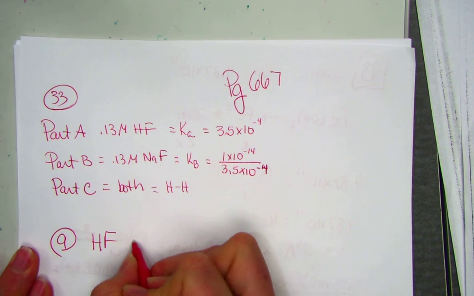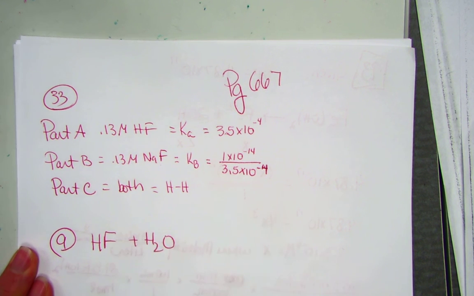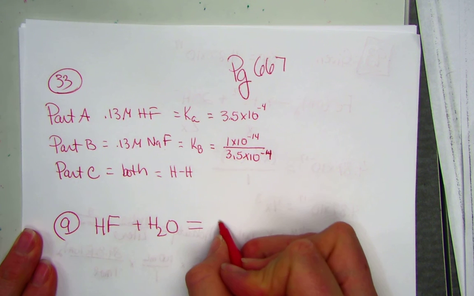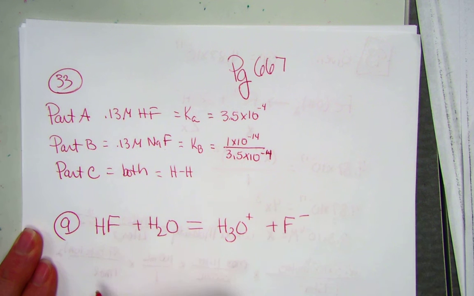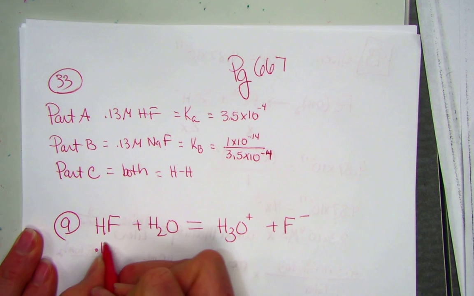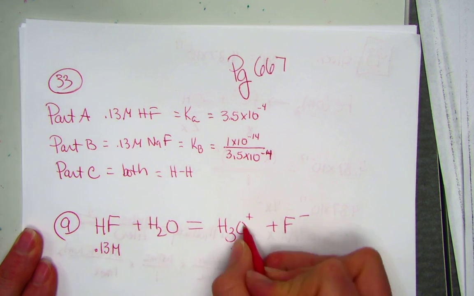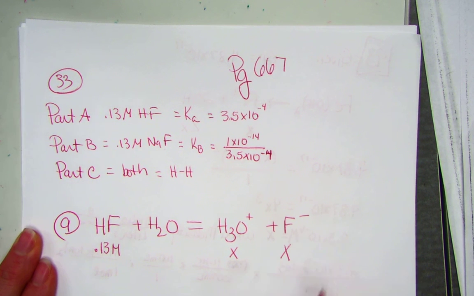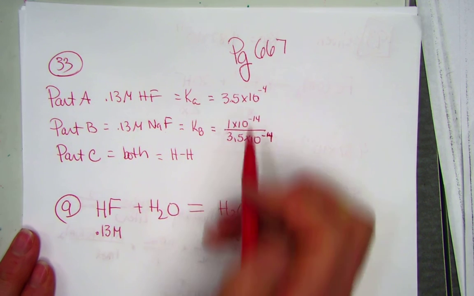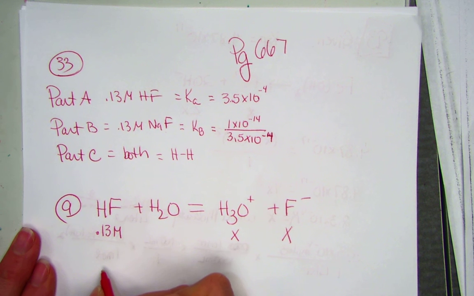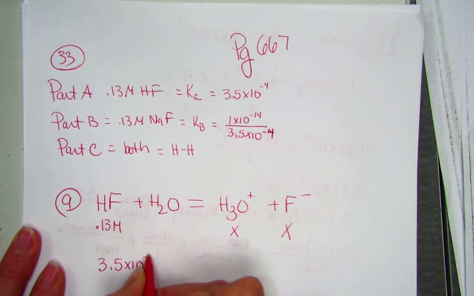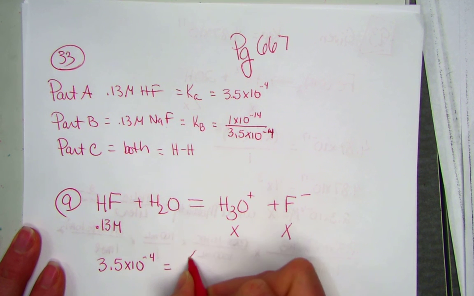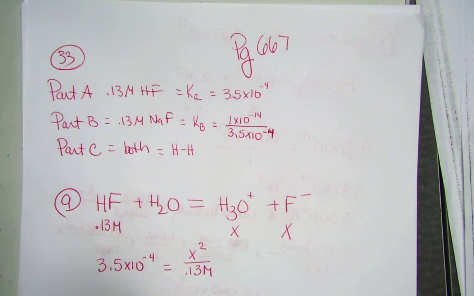When HF is placed into water, it forms an equilibrium that produces the hydronium ion and the fluoride ion. Concentration here is 0.13 molar. Let's call the value of hydronium X, and the fluoride ion will be X. We'll set that equal to our Ka we looked up in our textbook, 3.5 times 10 to the negative fourth, the value of Ka, is X squared over 0.13 molar.